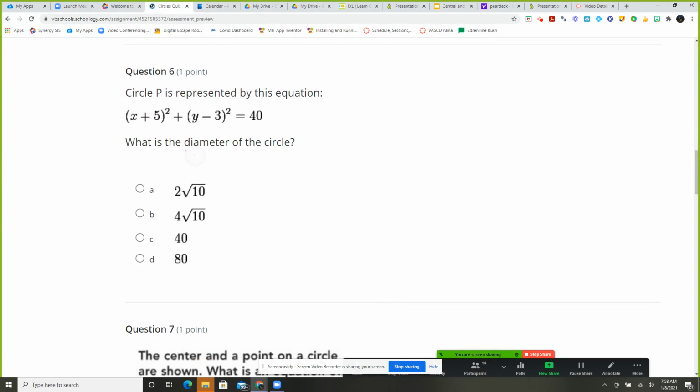So this one's a little trickier because it's asking for the diameter. And we know that this is the radius, but it's squared. So if over here I do 40 equals r squared, what do I have to do to find just the radius? Take the square root. So r equals the square root of 40. And I know the diameter equals 2r. So diameter equals 2 times the square root of 40.